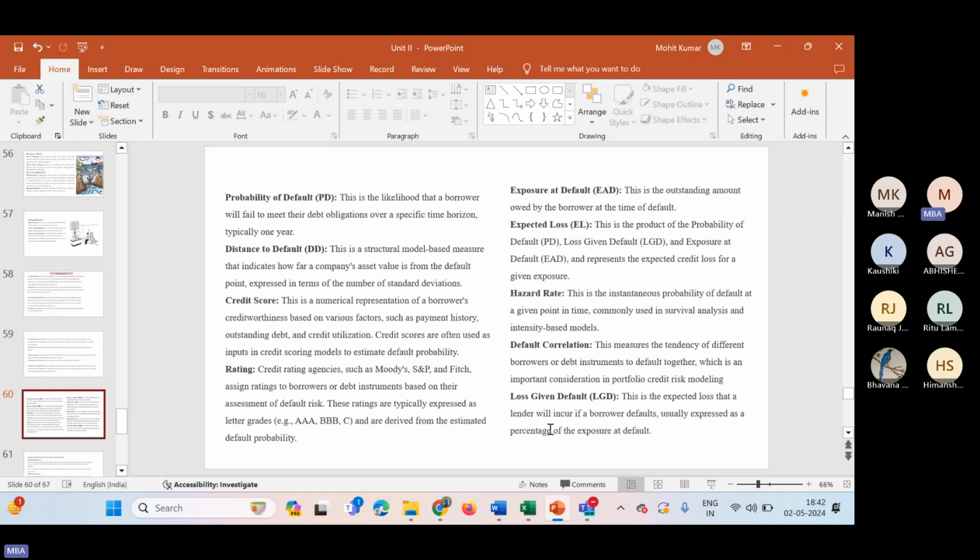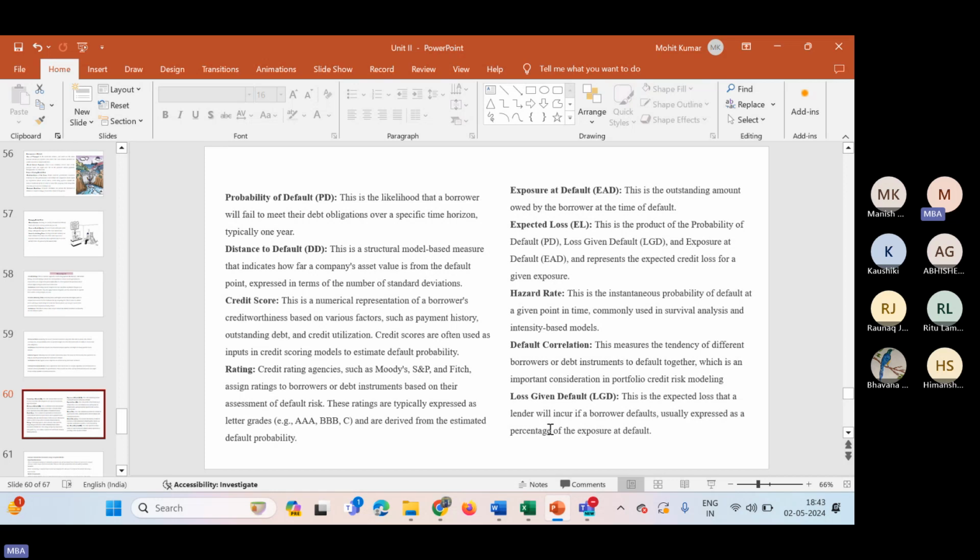Then there is a concept called hazard rate. What is the hazard rate? This is the instantaneous probability of default at a given point in time, commonly used in survival analysis. So what is this actually? Given the condition that the company till today has never defaulted on any loans, what is the probability that this company may default in future? Given the condition that the company has a zero default rate, if it still goes into default, what is the probability of that? That is what we sometimes call the hazard rate.